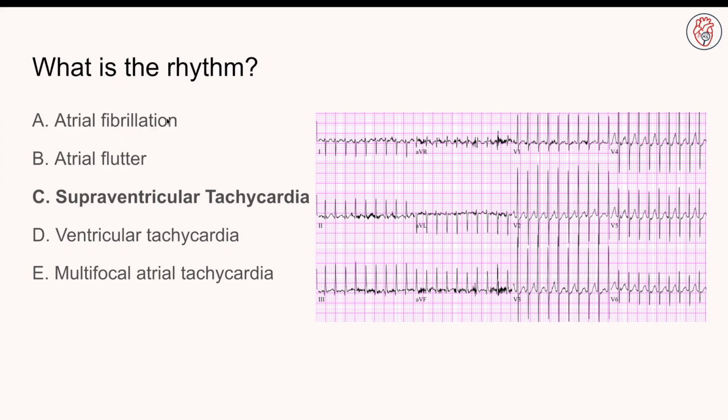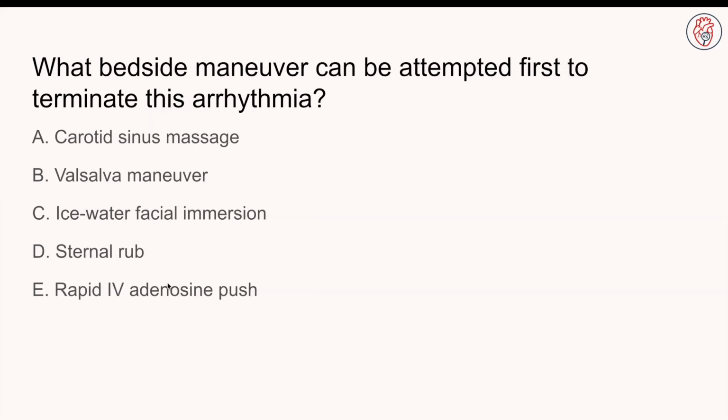AFib, irregular. Do not forget flutter, sawtooth, right? VTAC, ventricular, starts in the ventricles. That would be a wide QRS. And a multifocal atrial tachycardia: multifocal just means the atrial beats are coming from different places, not just the SA node. And so we're going to have different morphology to our P waves, but we know that's not what this is because we can't see any P waves. Okay? What bedside maneuver can be attempted first to terminate this arrhythmia?